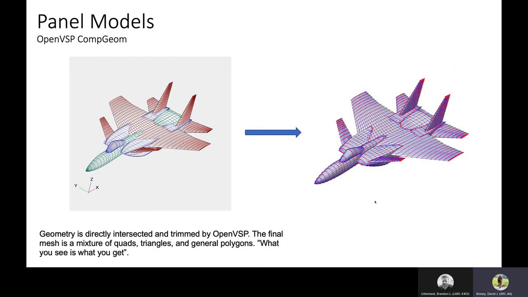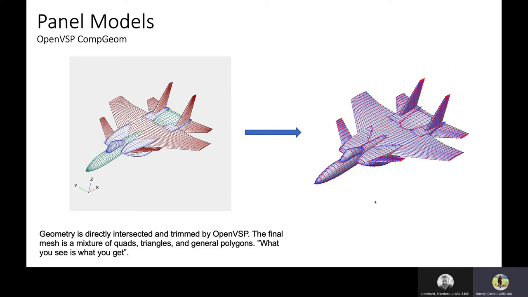Panel methods: there are a couple of ways you could generate these. Typically, we just use the CompGeom tools, which take your wireframe geometries, like you see on the left there in OpenVSP, do a brute force intersection of those, and dump out a closed triangulated watertight surface that VSPAERO then reads in. There are going to be a lot of bad triangles at the intersections between components. VSPAERO goes through and tries to remove a lot of those bad triangles and merge triangles into quads, and triangles and quads into polygons, to come up with a better computational mesh. But ultimately, it's driven by your parametric model and all those intersected surfaces.